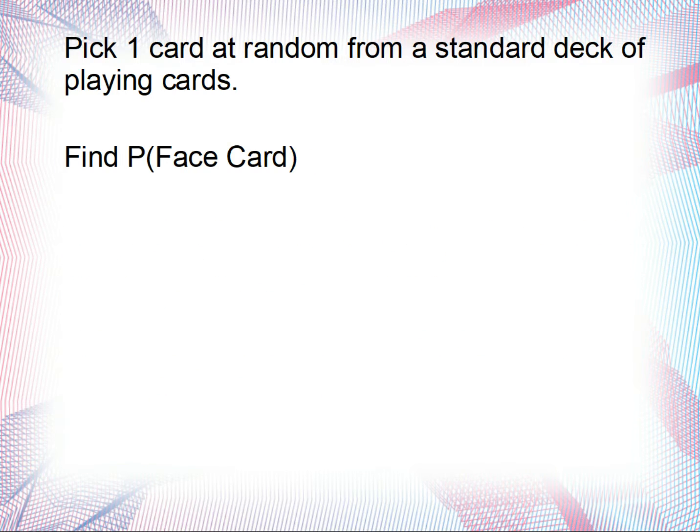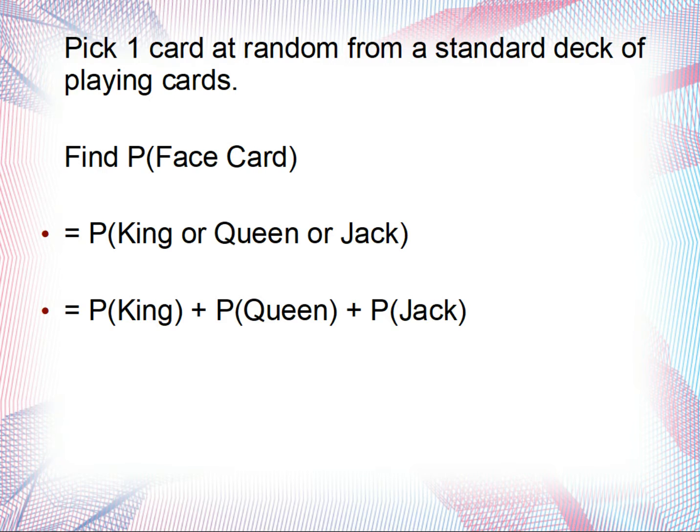Here's another one. Let's find the probability that we get a face card. Face cards are cards that have pictures of people on them. So a face card is considered to be a king, a queen, or a jack. These 3 events are all mutually exclusive, so that means that we can just add their probabilities together. The probability of getting any named card is 4 out of 52. So the probability of a king is 4 out of 52, the probability of a queen is 4 out of 52, and the probability of a jack is 4 out of 52. Add those up, and we get 12 out of 52.